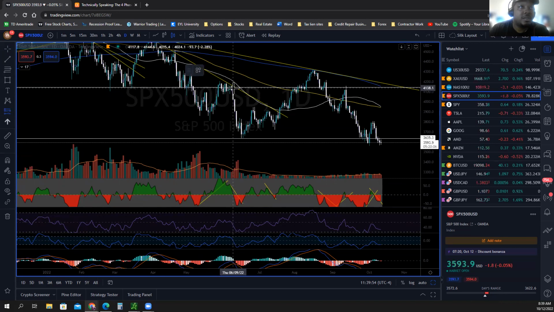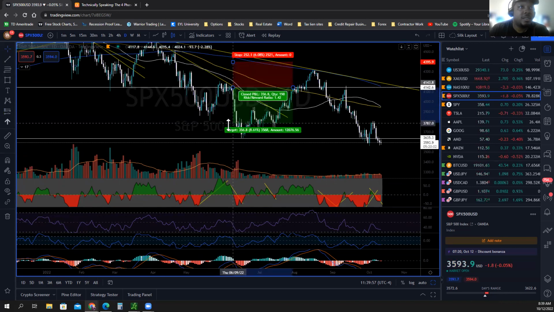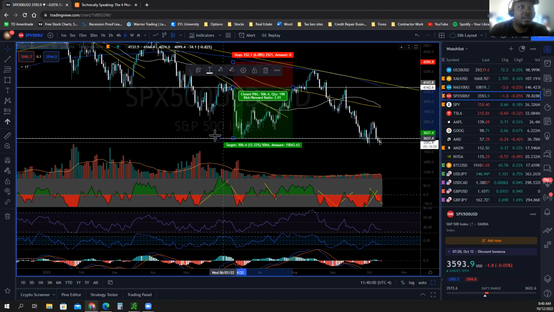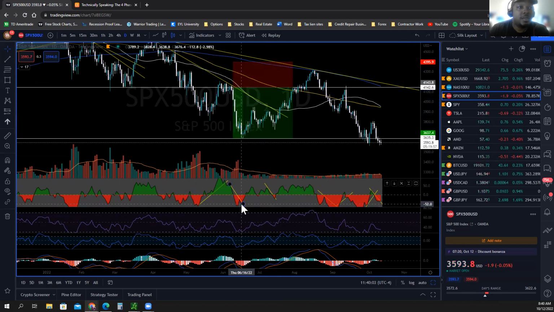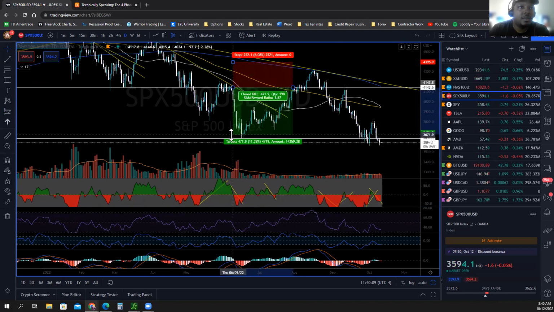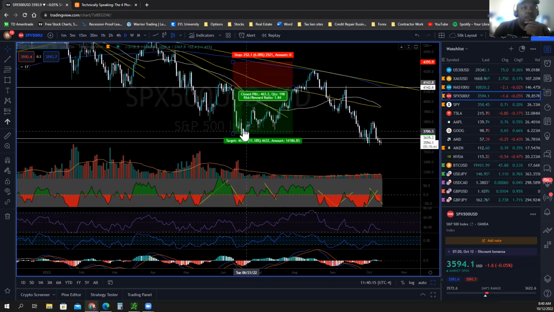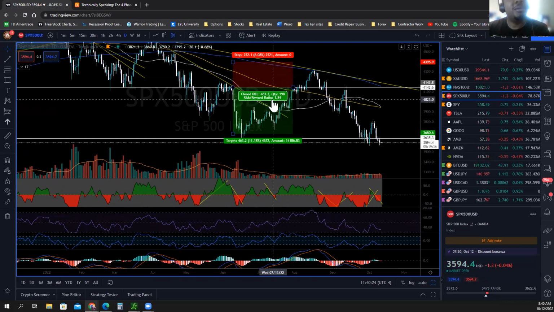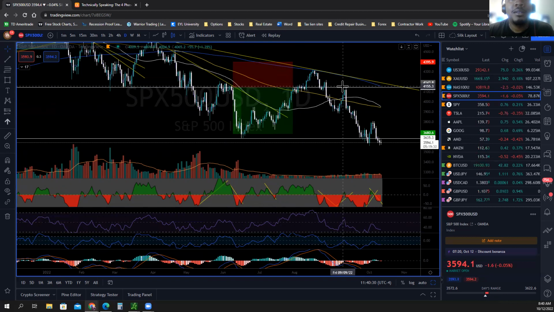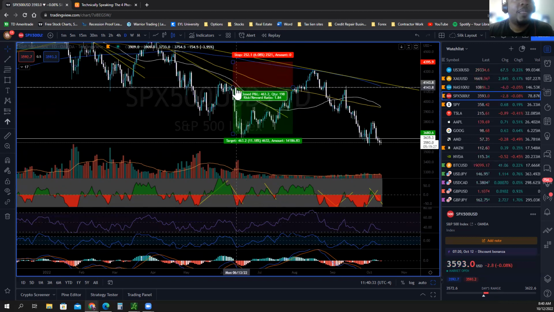So short position. Let's say we go from here to here. Right here. So let's just say we got out right here on this candle. So on that candle, that is 463 points. Is that right? 463. That is 463 points coming down.